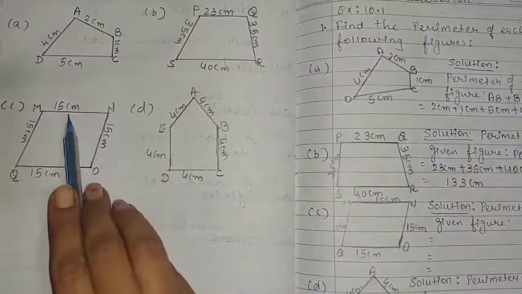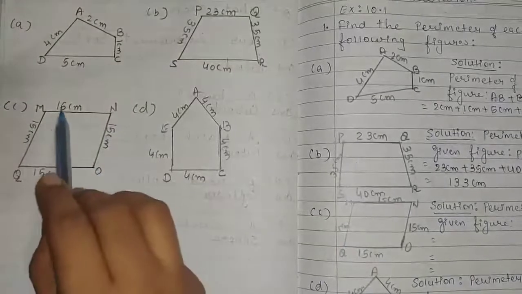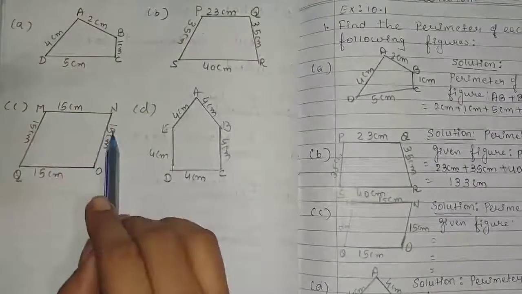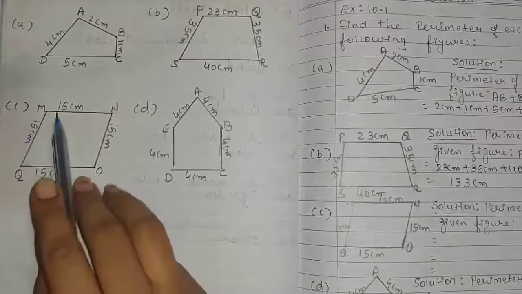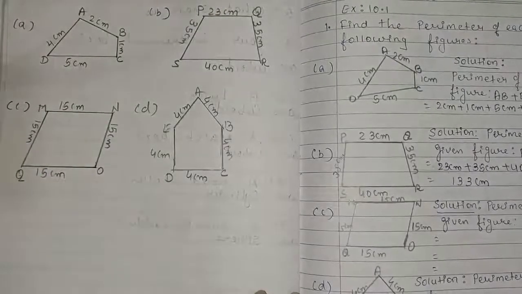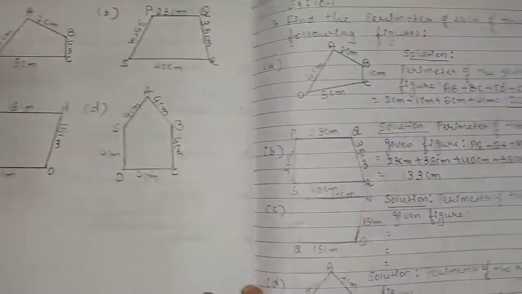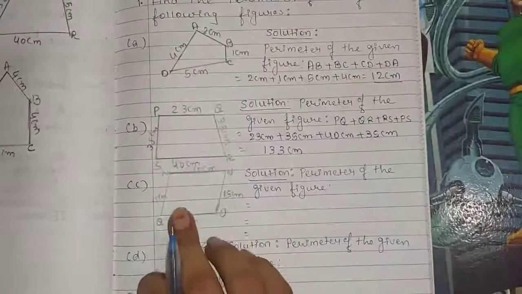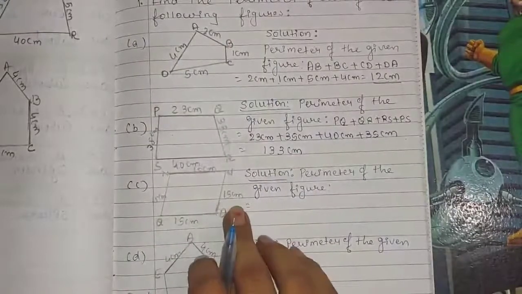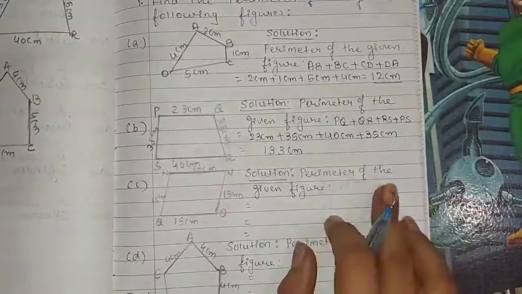Students, in question number C, M, N, O, Q are given and different lengths are given, 15 centimeter, 15 centimeter and 15 centimeter, means all four sides are equal in this given figure. So let us find the perimeter of the given figure. In this figure we can see all sides are equal, and that is 15 centimeter.